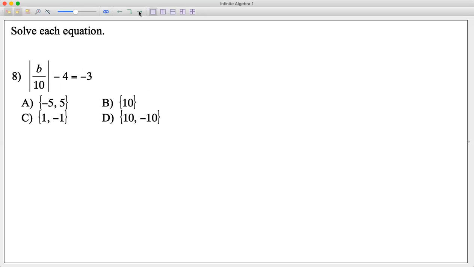Procedure doesn't change. Get the absolute value symbols by themselves. B over 10 minus 4 equals negative 3. Get rid of the negative 4. Okay. Two equations. First one is just get rid of the absolute value symbols. Multiply both sides by 10. What do you get? It's either this one or this one. So we got to do the other side. The other side is B over 10 equals negative 1. Therefore, the answer is D.